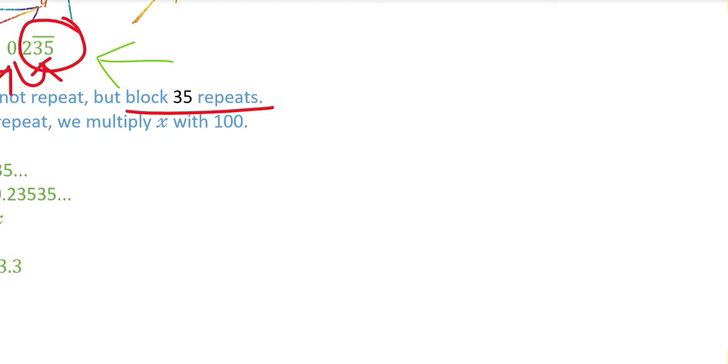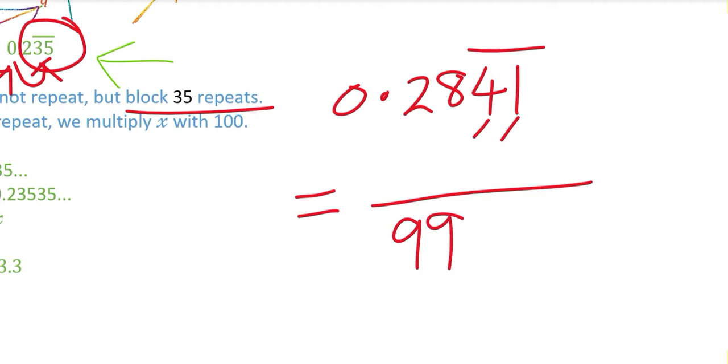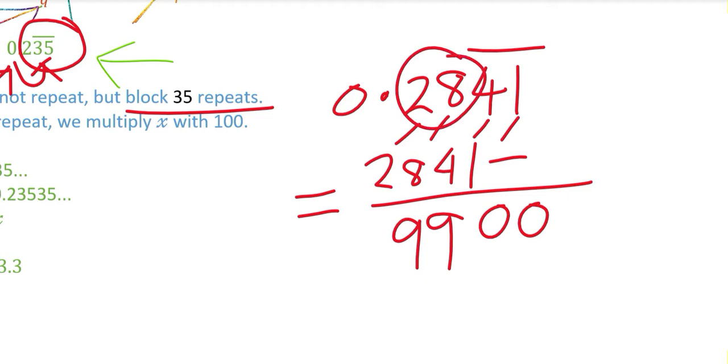लेट अस टेक अनदर वन, 0.2841. लेट अस टेक ज़्यादा कैलकुलेशन करके. यहाँ पे 41 is getting repeated, so 2 digits are getting repeated. So for 2 digits repeating, we write 20. Here 2 digits are not getting repeated, so for them we write 2 zeros. Then we just write 2841 the digits and then subtract the non-repeating digits. 28 subtract कर दो.